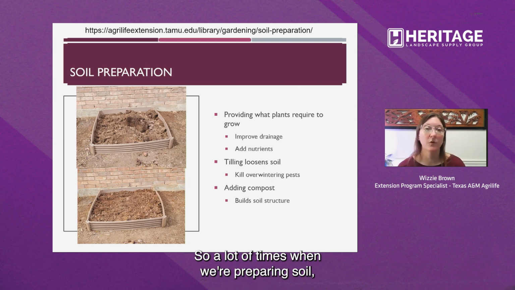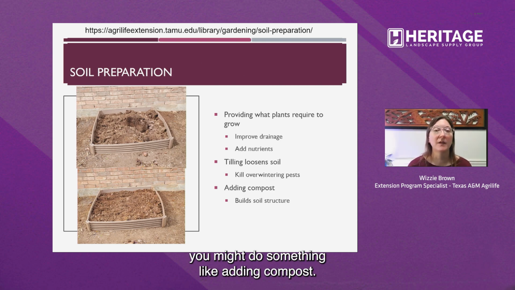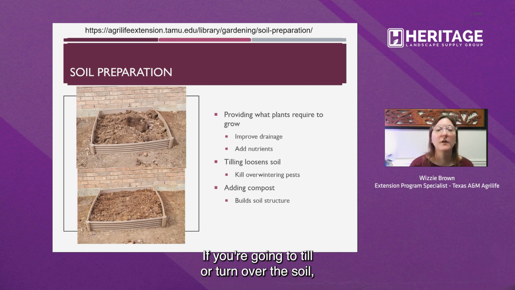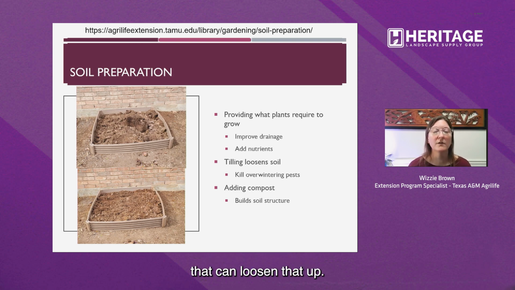A lot of times when we're preparing soil, you might do something like adding compost, and that is going to add nutrients as well as give you more organic matter. If you're going to till or turn over the soil, that can loosen that up. A lot of people don't like tilling the soil. It really depends on what you're doing. Sometimes you need to till to break up the soil, but if the soil is already broken up, you might just want to turn it over, and that can help to expose the pests that you have in that area, and that can help to kill those.